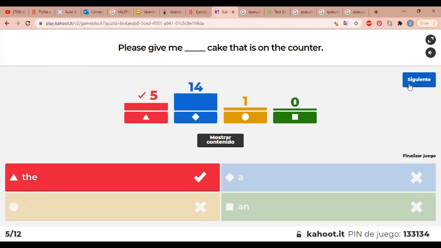¿Sí? En este caso utilizamos "the" porque ese pastelito que se menciona en la oración, pues parece ya ser un pastel conocido para ambas personas. Es decir, las dos personas, el que habla y el que escucha, saben a qué se refiere. Please give me the cake that is on the counter. ¿Sí? Dame el pastel, ese que está ahí en el mostrador, ¿no es cierto? Give me the cake that is on the counter.